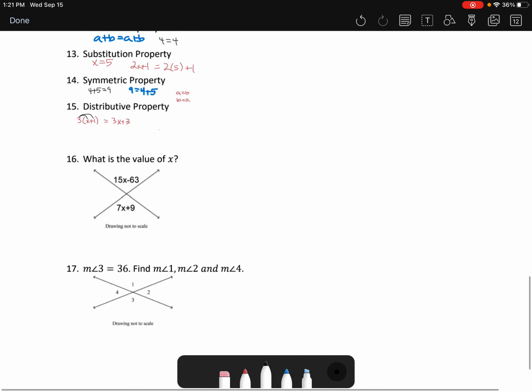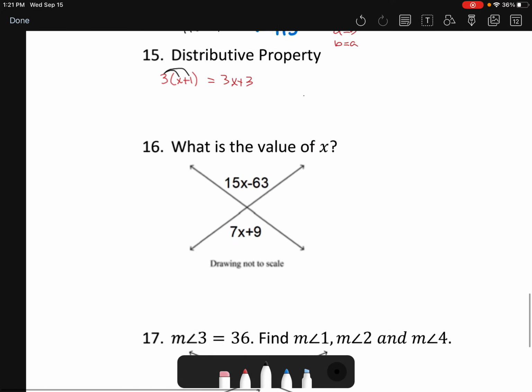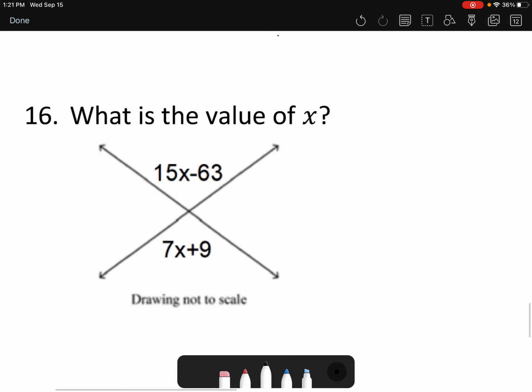So these last couple of questions here are just asking us about these pictures. In these pictures, it asks us what is the value of x. What we've got here is two straight lines that cross each other right there and right there. Two straight lines cross each other, and we're looking at two angles that are on opposite sides of those straight lines. Y'all, those are vertical angles.